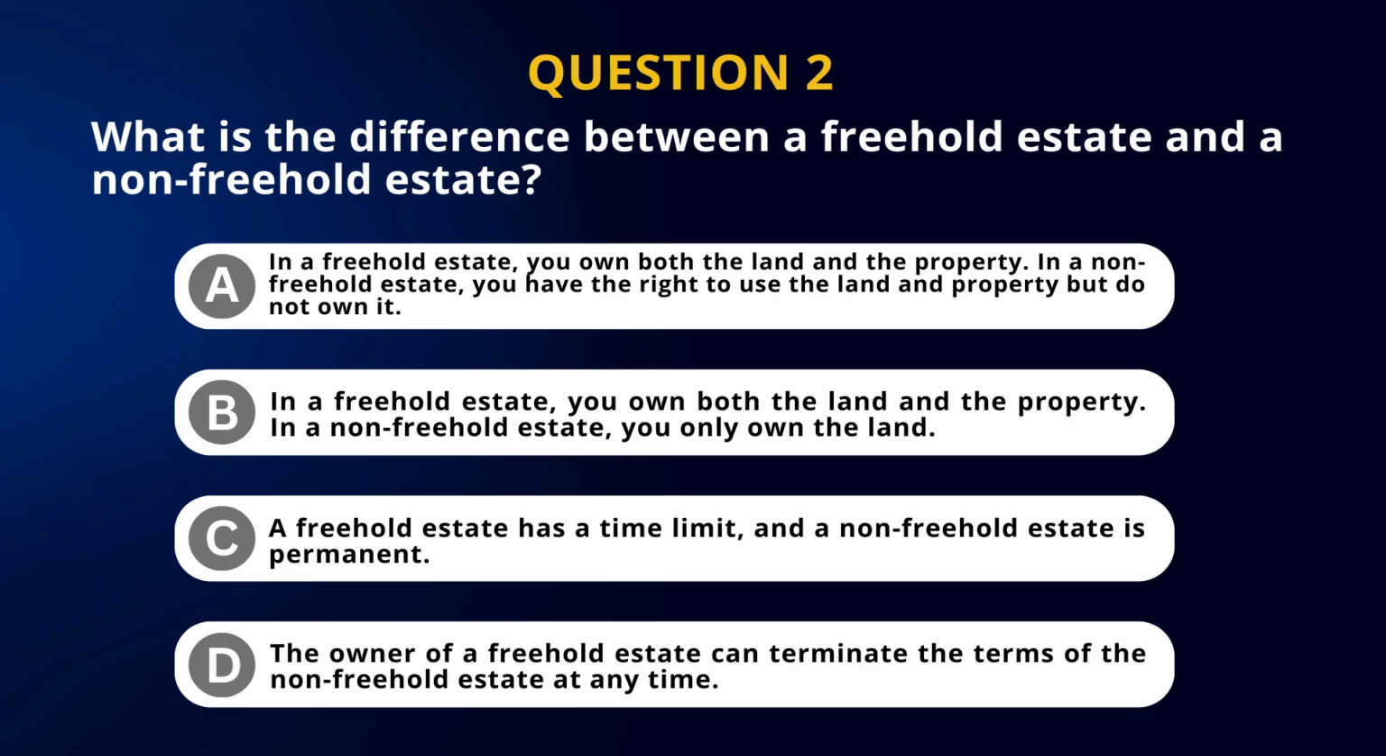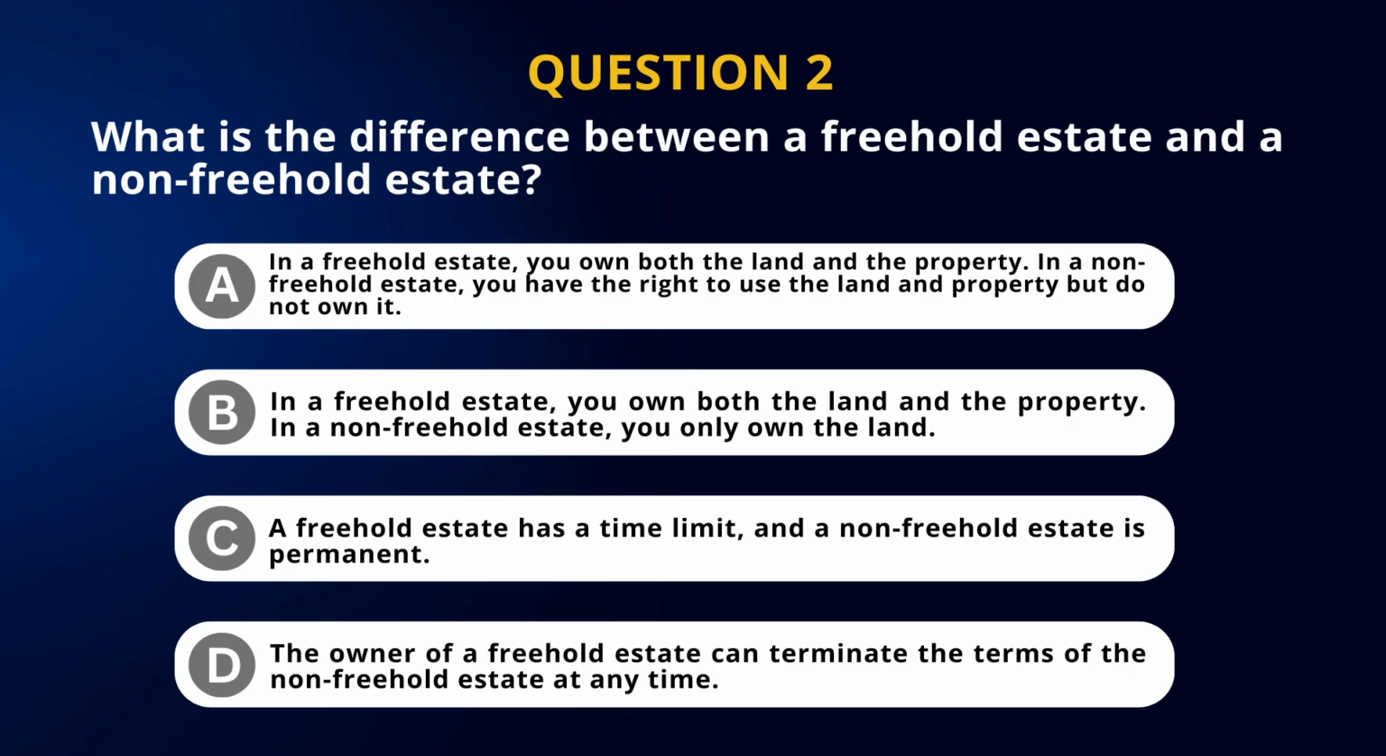Question number 2. What is the difference between a freehold estate and a non-freehold estate? Letter A. In a freehold estate, you own both the land and the property. In a non-freehold estate, you have the right to use the land and property but do not own it. Letter B. In a freehold estate, you own both the land and the property. In a non-freehold estate, you only own the land. Letter C. A freehold estate has a time limit, and a non-freehold estate is permanent. Letter D. The owner of a freehold estate can terminate the terms of a non-freehold estate at any time.